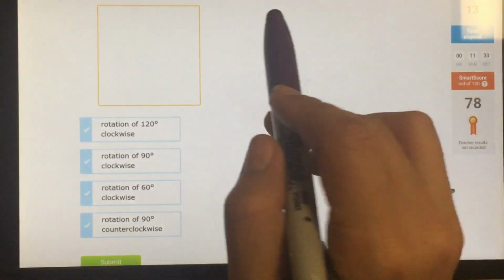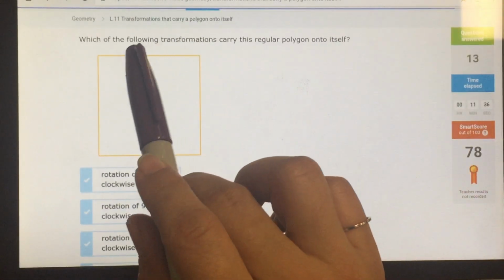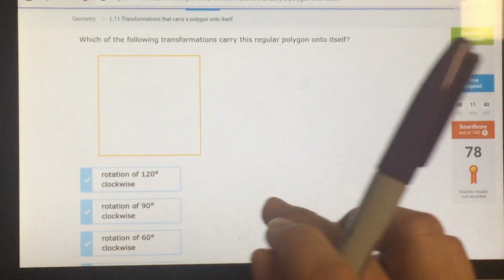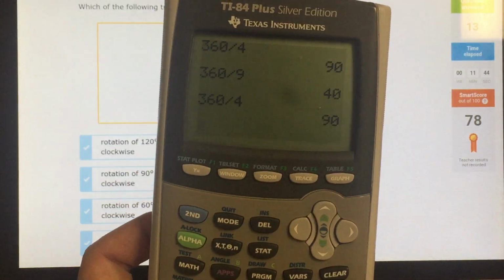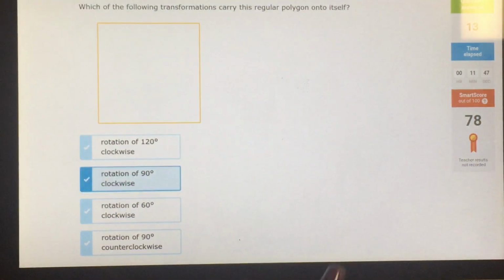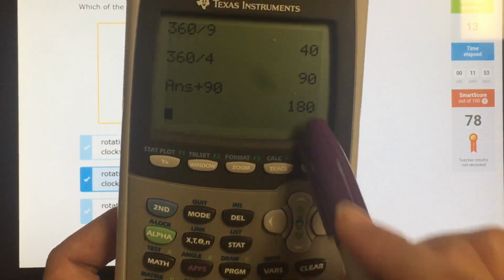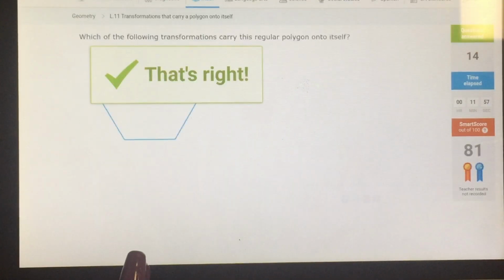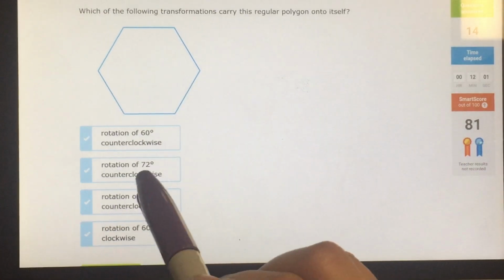All right, same thing here, regular. Regular means that they're all the same, right? So you could just do 360 divided by the number of sides, which is 4. 360 divided by 4 is 90. So it's multiples of 90. So 90 will work, whether it's going right or left. And the next one after 90, when you add another 90, would be 180, and that's not there, so that's it.